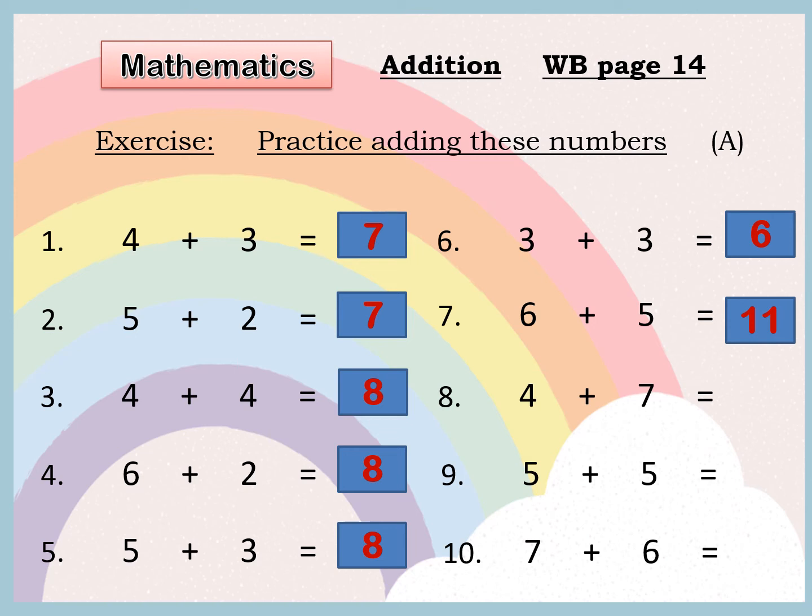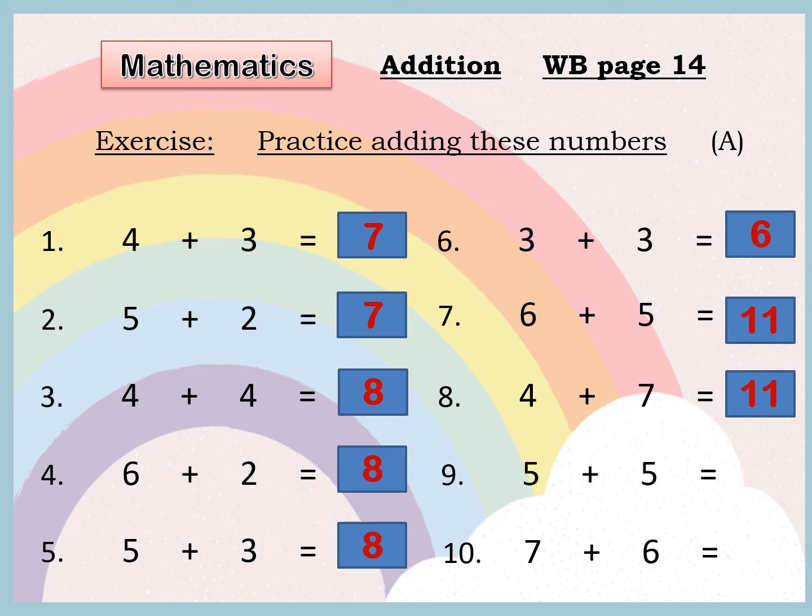So 7 plus 4 or 4 plus 7 is equals 11. Very good. Now, number 9, we have 5 plus 5. Now, what I want you to do is count 5 on your left hand, 5 fingers, and on your right hand, add another 5 fingers. So 5 fingers plus 5 fingers, count all together.